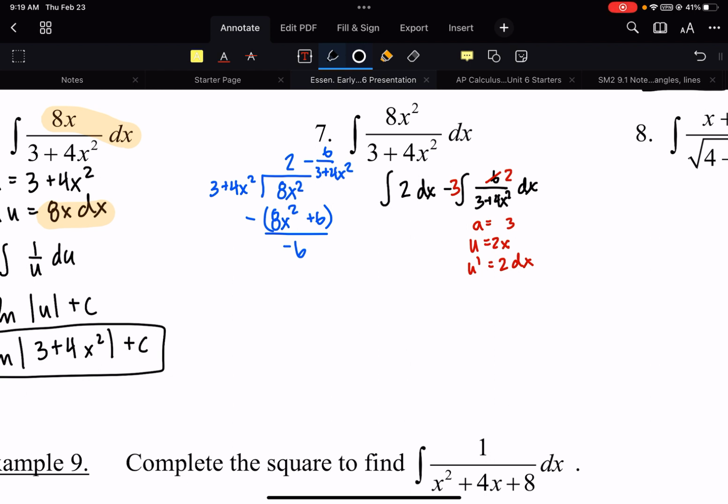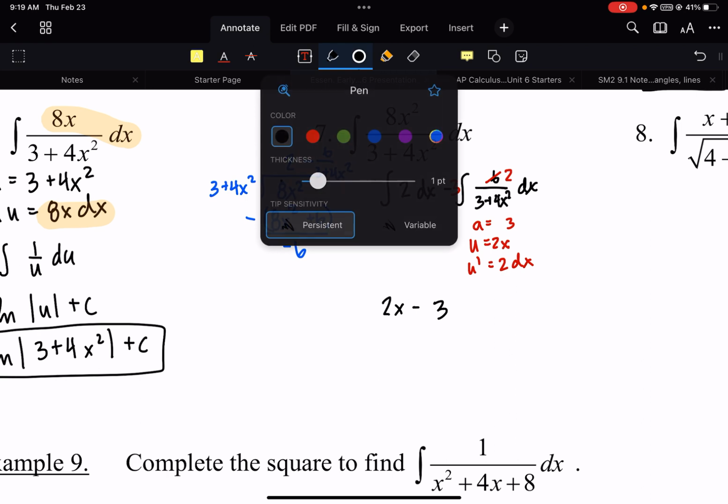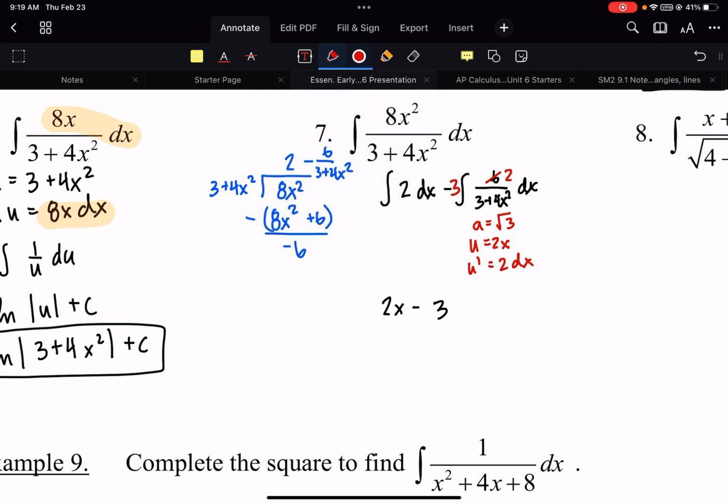Okay, now we're ready to go ahead and actually integrate. So the first integral just turns into 2x, and then we have minus 3. Oh my gosh, I have another typo, guys. I'm so sorry. This a is the square root of 3. So I have 3 times 1 over a times the arctangent of u over a. So 2x over square root of 3 plus c. That one's kind of a beast of a problem.